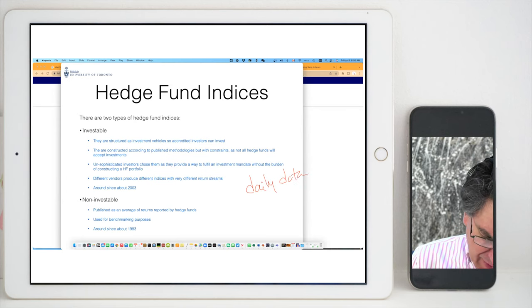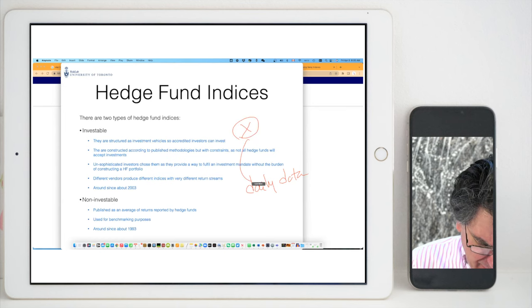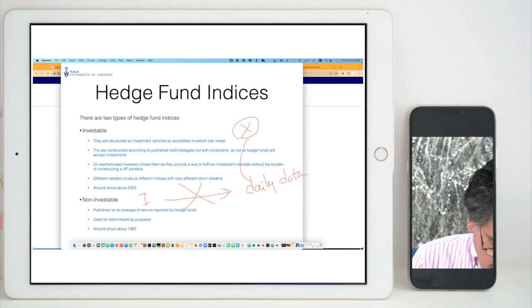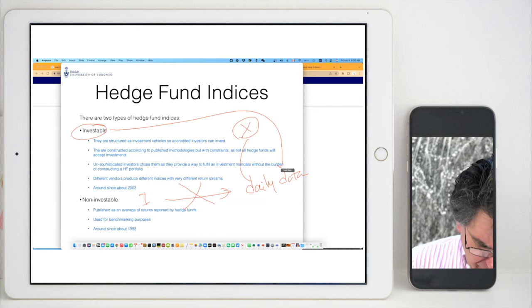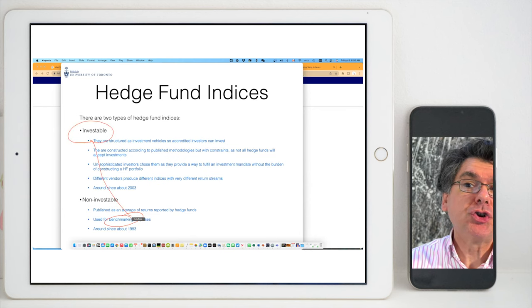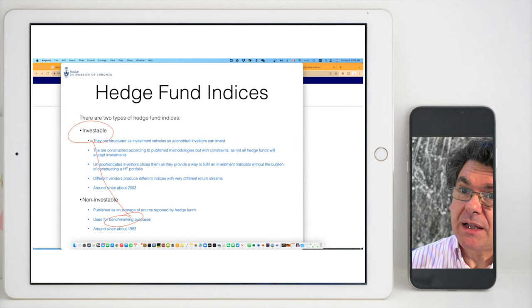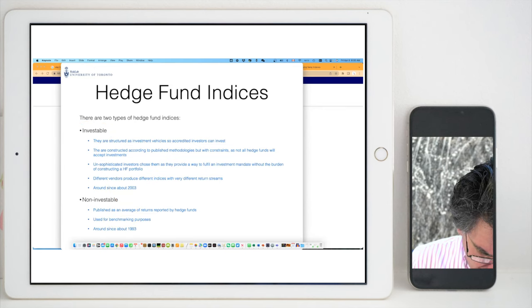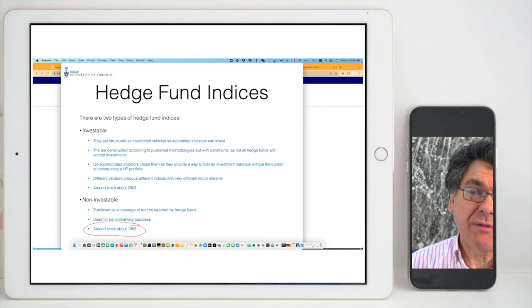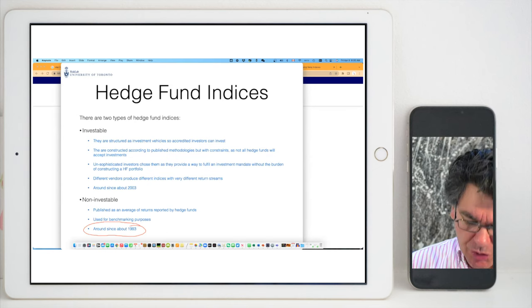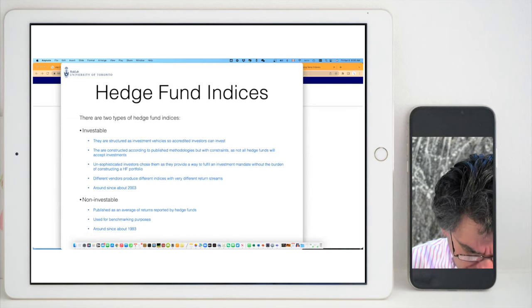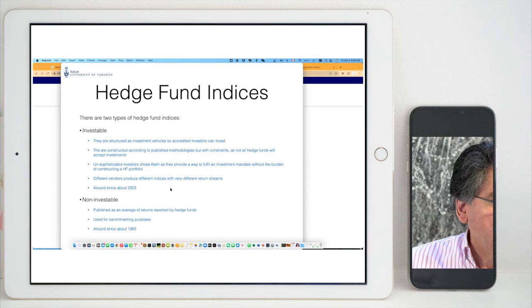And the thing is that the HFRX have daily data. The HFRI do not have daily data. So in this course, we're going to be using the investable indices as a way to get benchmarks. Okay? So in our case, the benchmarks, we will use the investable. This is not what people do out in the industry, but that's how we will do it in our course. And the non-investable have been around for a long time, and they started like that. People wanted to have a notion of what the hedge fund industry was doing, so they used the non-investable indices as a way to get an idea of what that performance is. Good.